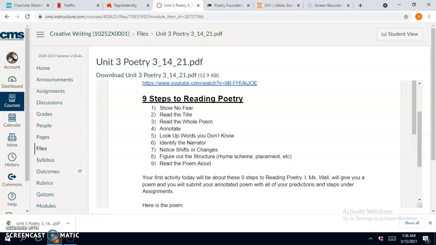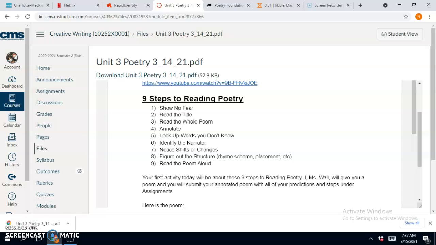Number 8, figure out the structure. This is where the vocabulary of poetry comes in as well. The literary vocabulary associated with poetry, such as rhyme scheme, rhythm, beat, meter, measure, assonance, alliteration, onomatopoeia. That's where those words come into play. Figurative language comes out in number 8, the structure. And then once you've done all that, you read the poem again, but this time aloud. Not in your head, read it out loud.